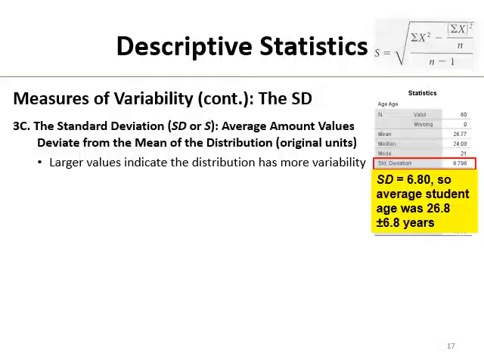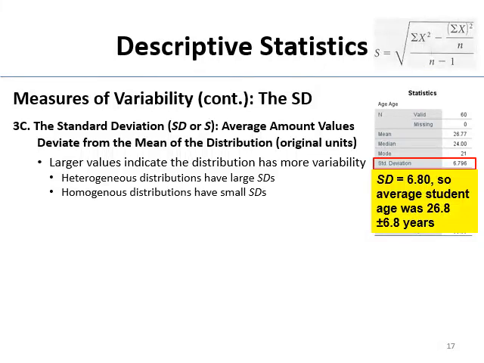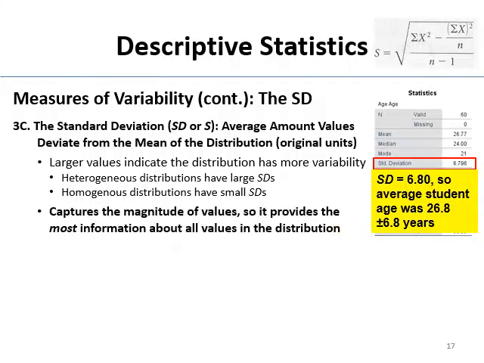Larger values of the standard deviation indicate that a distribution is more spread out, has more variability. Heterogeneous distributions have large standard deviations. That is, where the scores, the ages, are very different from each other, they have big standard deviations. And ones where the scores are very similar tend to have small standard deviations. So we call that homogeneous. Standard deviation is great because it captures the magnitude of values in the distribution, how much they differ from each other. So it does give you the most information about the values in that distribution.